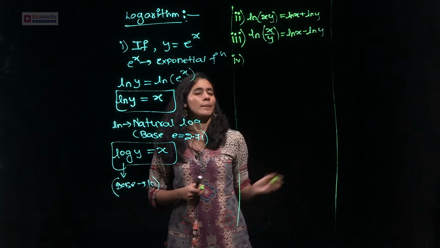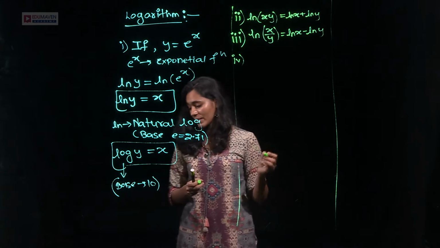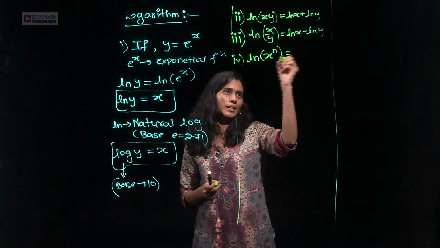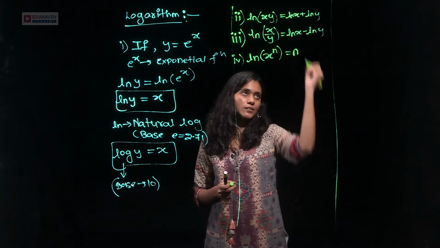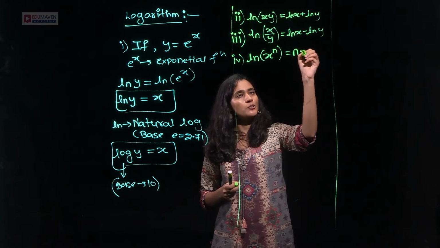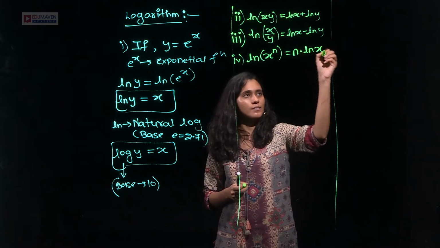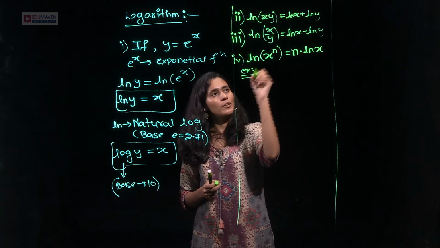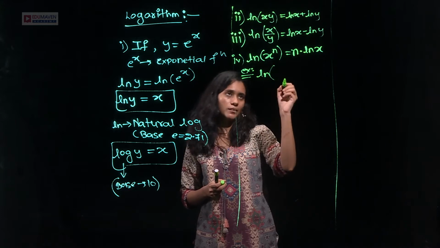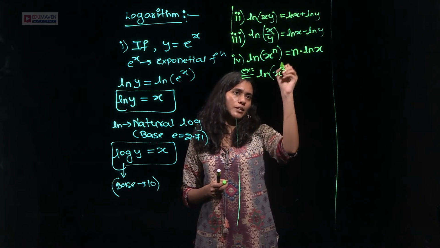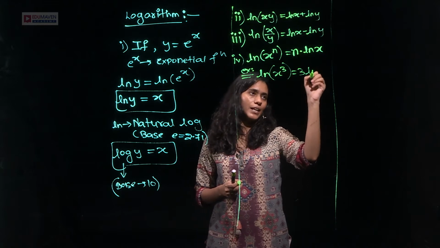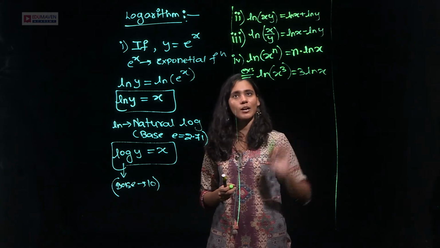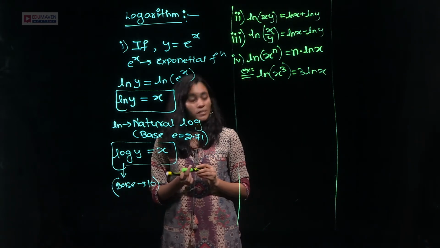The next one is again if the function is given as something like ln x raised to n. Then this power we can take out as a coefficient, so n into ln of x. For example, ln of x raised to 3 can be written as 3 ln of x. Even x can be a number. So that's how we can write. So this is nothing but all the logarithmic functions.